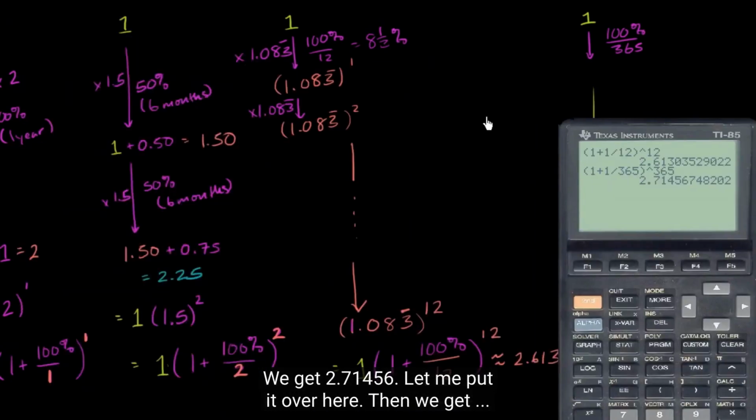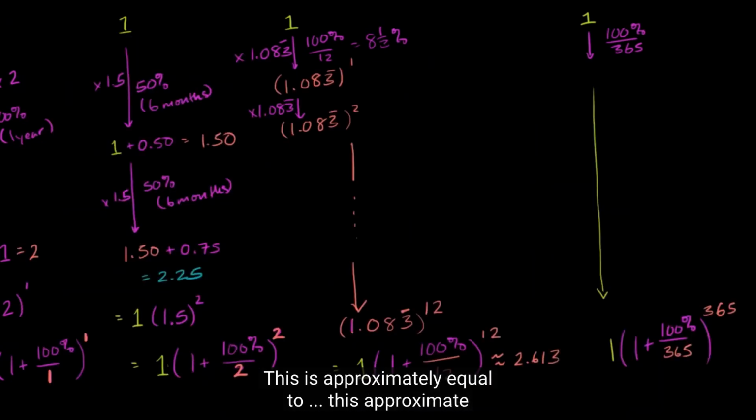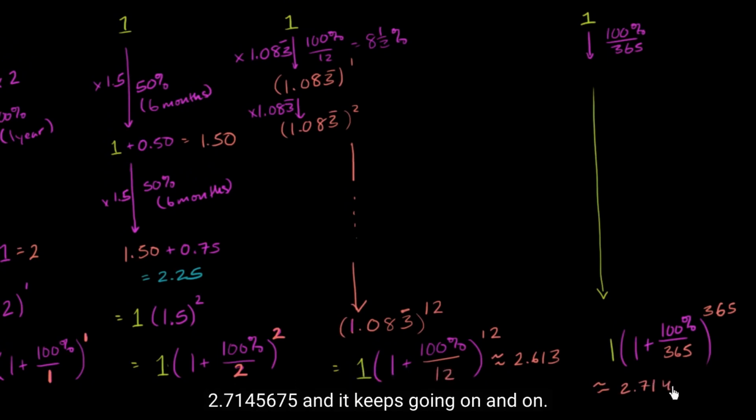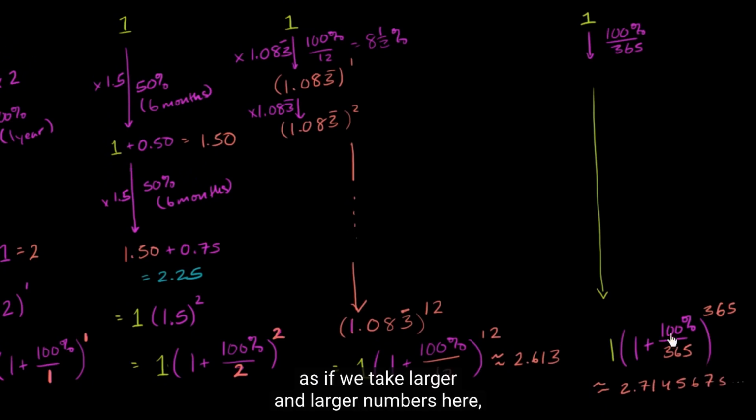2.71456. So this is approximately equal to 2.7, and this is a very precise approximation, but my calculator's precision only goes so far, 2.7145675, and it keeps going on and on. And this is really, really interesting. It looks like as we take larger and larger numbers here, it doesn't just balloon into some crazy, ginormous number. It seems to be approaching some magical and mystical number.